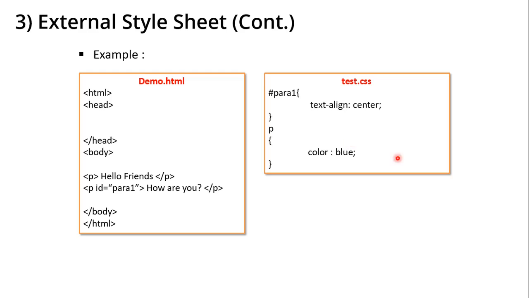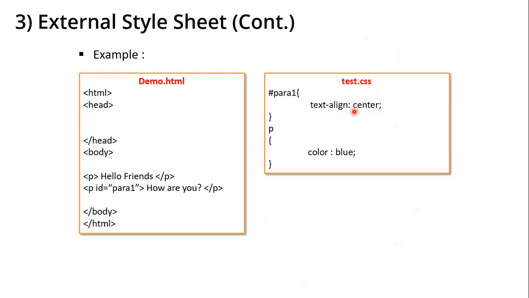So now this is my CSS, text.css. Here I am using para1, this is an id that I have explained earlier. Now text-align is equal to center. And in p, single p, I am writing color is blue. So this is my CSS file that I am saving using the .css extension.